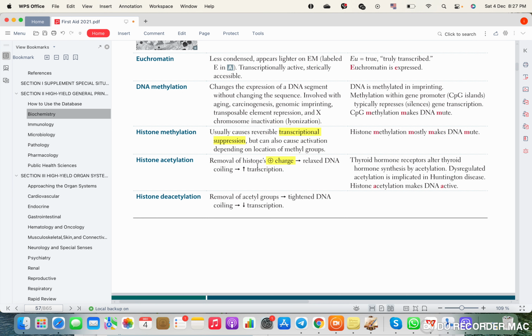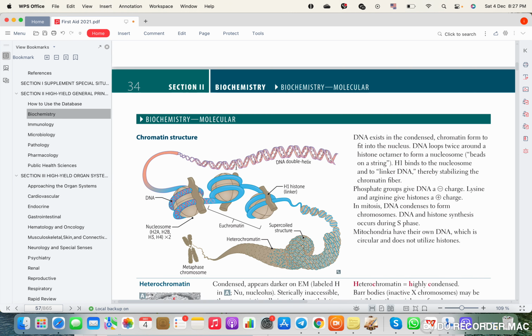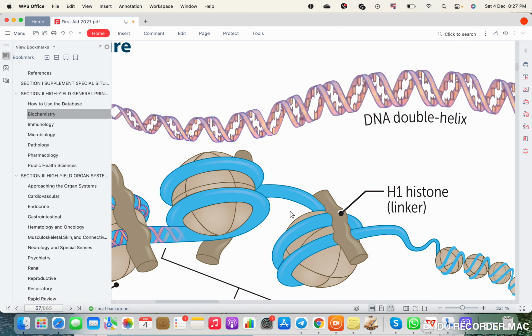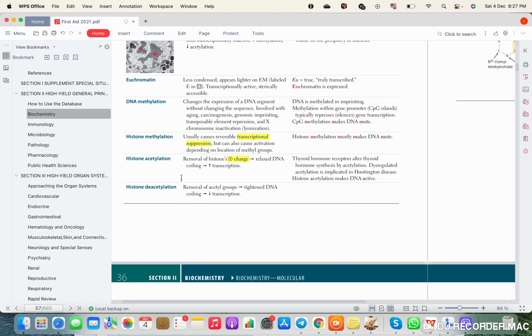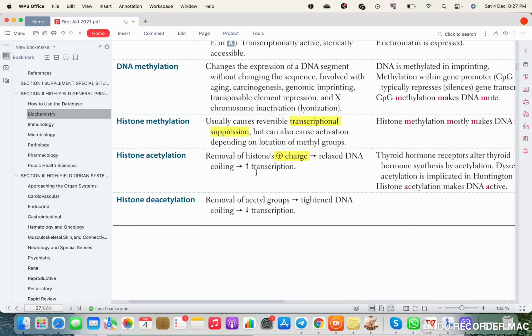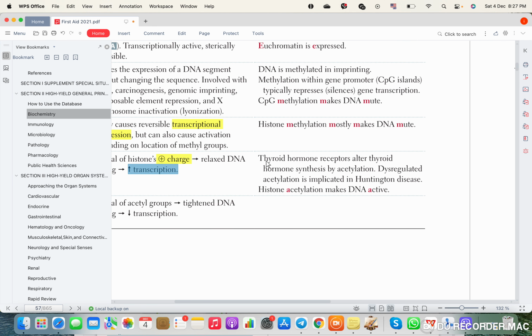Okay, so they get removed by histone acetylation, which relaxes the DNA coiling and increases the transcription. Okay, less coiling. Why less coiling? Because you don't have histones. Yeah, that will lead basically to functional histones, which lead to more transcription. So thyroid hormone receptor alters thyroid hormone synthesis by acetylation. Okay, dysregulated acetylation is implicated in Huntington disease.